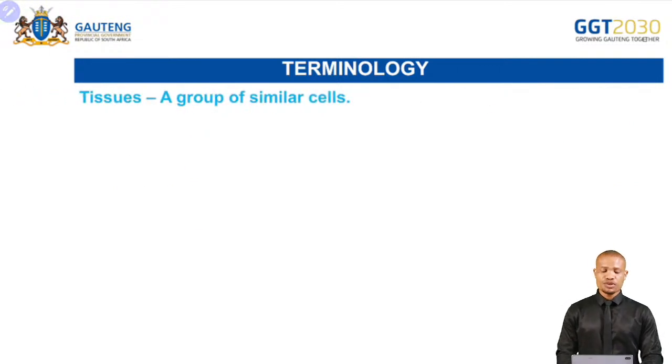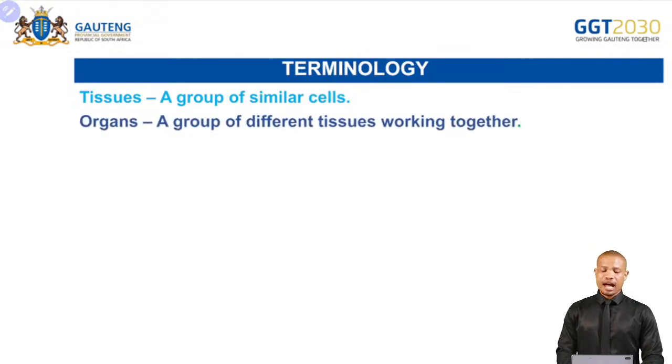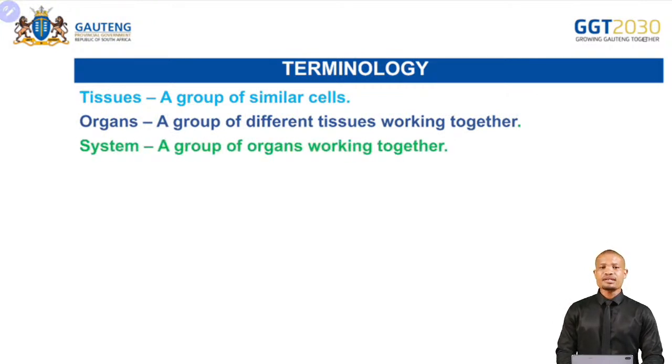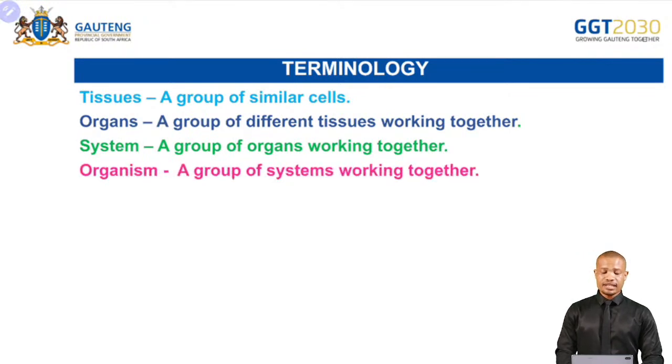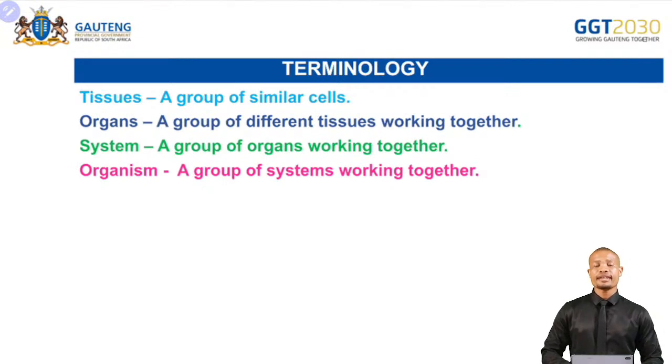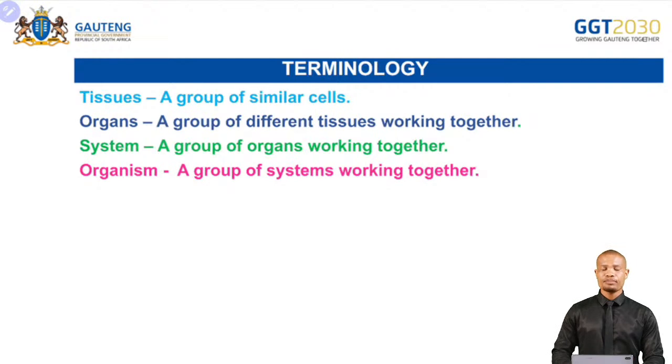Tissues are a group of similar cells. Organs are a group of different tissues working together. Systems are a group of organs working together. And an organism is a group of systems working together. Okay, hope you were able to get this terminology. Now we are going to begin with the nitty-gritties of the lesson.